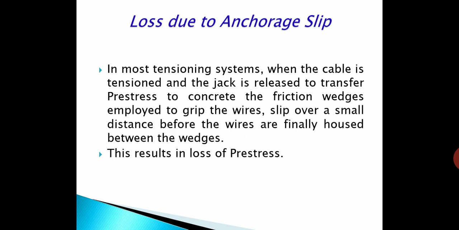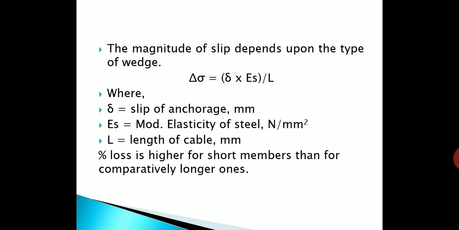This is a loss which is most common and is bound to happen, but still we can reduce the amount of loss by taking necessary precautions during execution. The magnitude of this loss is given by the relation delta equals slip of anchorage multiplied by the modulus of elasticity of steel divided by the length of the cable. So the percentage of this type of loss is higher when the length of the member is shorter, whereas this loss is considerably lower for high span members.